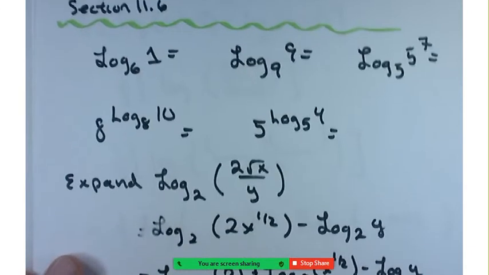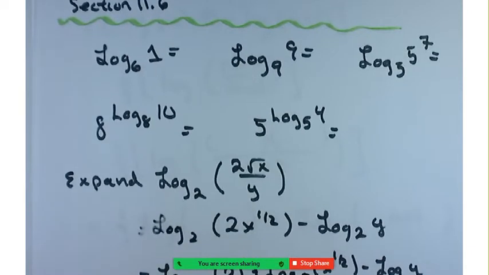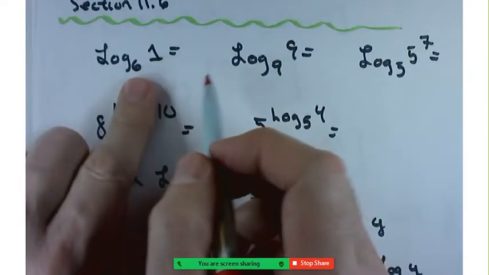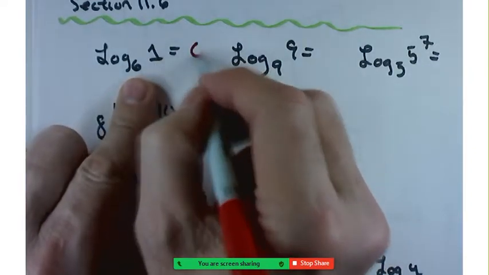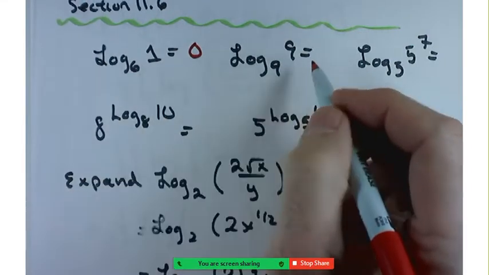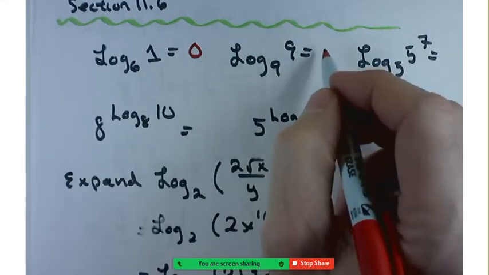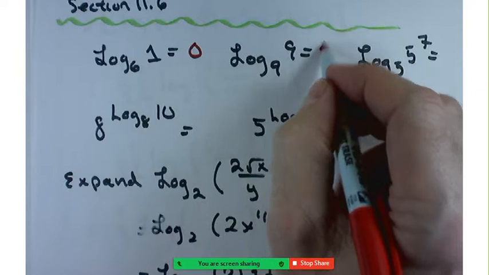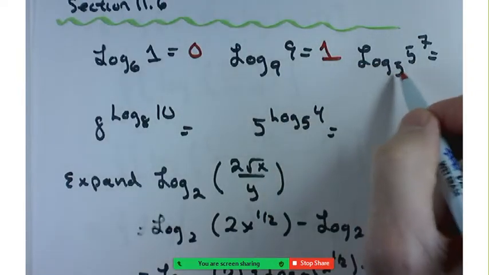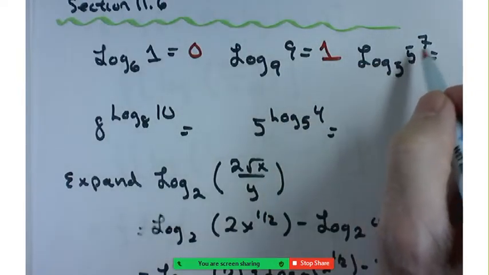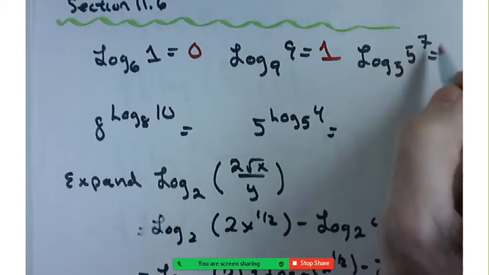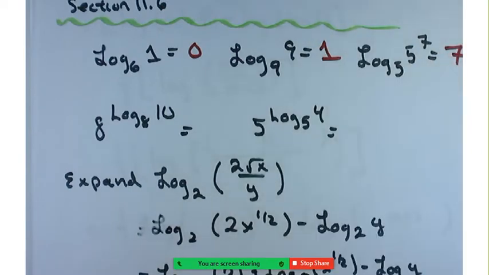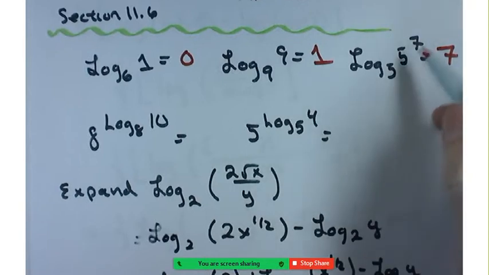Let's see how well you remember some of our properties from just a moment ago. Log base 6 of 1. What would that equal? 0. Log base 9 of 9. Someone else. Zach. 1. Excellent. How about log base 5 of 5 to the 7th power? Yes, 7. These cancel each other out.